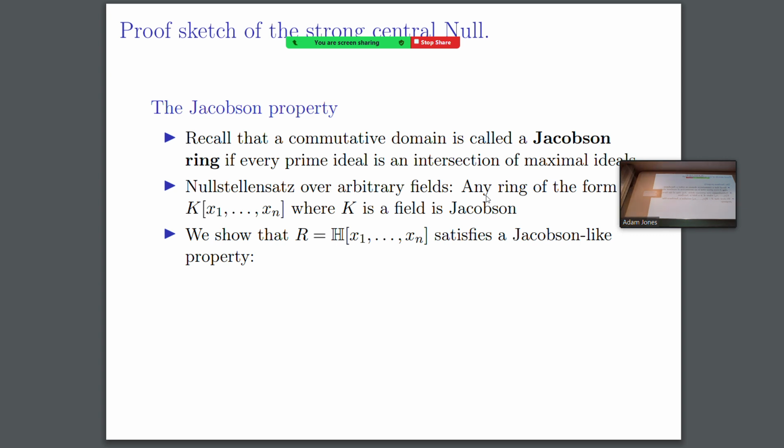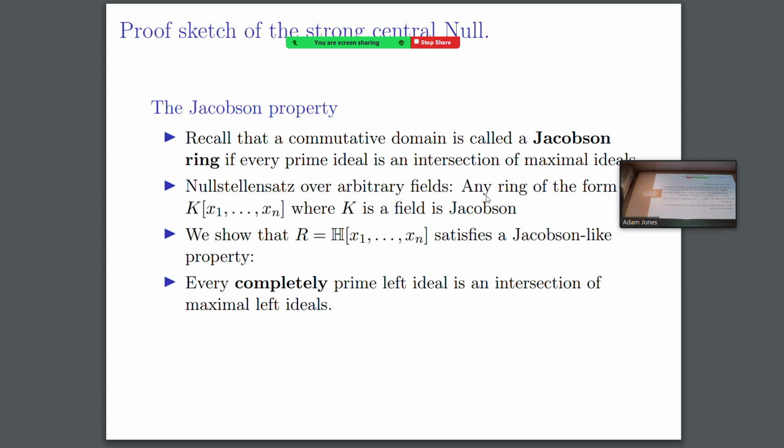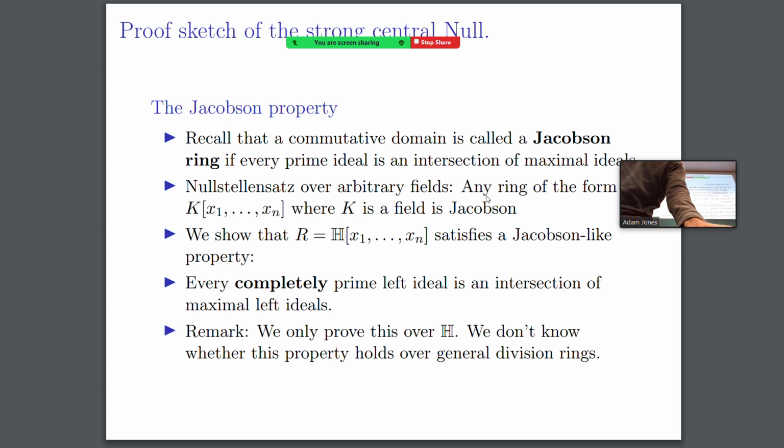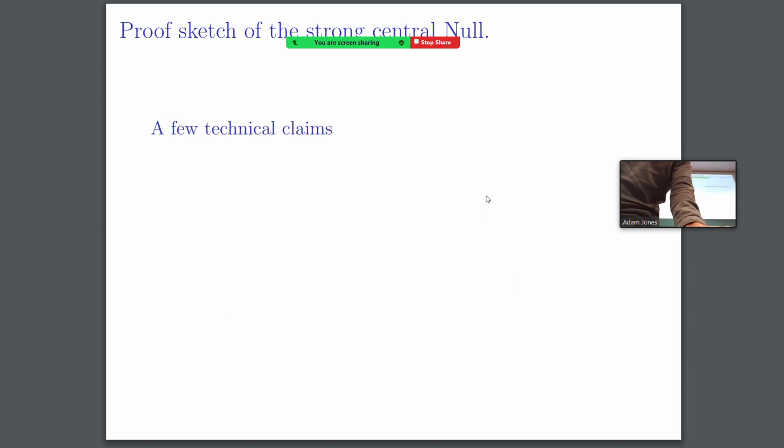Now, what we're going to show is that our ring of polynomials over quaternions satisfies a Jacobson-like property, namely every completely prime left ideal is an intersection of maximal left ideals. And I will remark, and we will come back to this later, that we only prove it for the quaternions. In the commutative case, we know this is true over arbitrary fields. For division rings, we only know it to be true over the quaternions, at least so far. So how do you prove this technical claim?